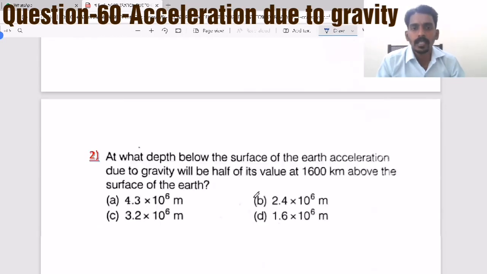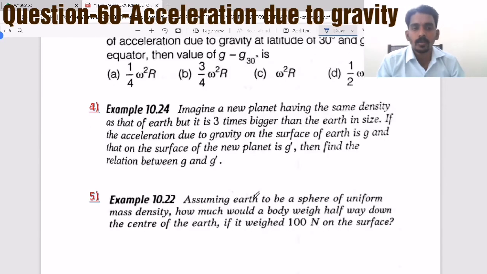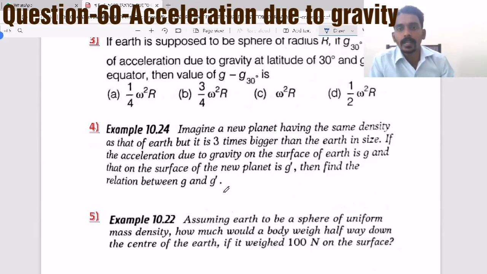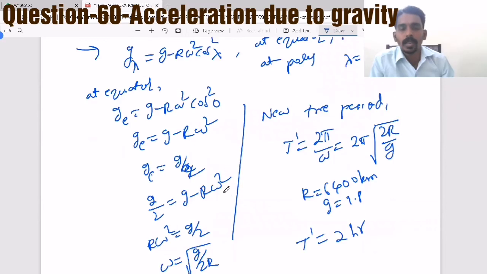So like that, similar questions I have given as assignment questions. So please just try to understand and try to solve them so that you will get the idea what kind of questions will be asked based on acceleration due to gravity. What is acceleration due to gravity and how you can compare between two planets, how it changes with various parameters.